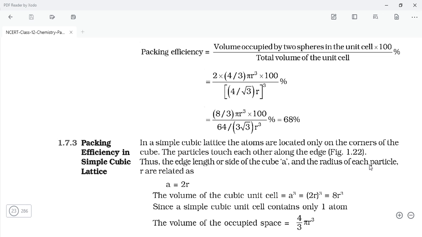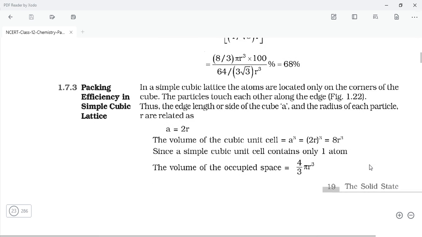Thus, the edge length or side of the cube a and the radius of each particle are related as a equals 2r. The volume of the cubic unit cell, a cube, is equal to (2r) whole cube, which is equal to 8r cube. Since a simple cubic unit cell contains only one atom, you remember the first thing that we learned is simple cubic unit cell contains only one atom. The volume occupied in the space is equal to 4 by 3 pi r cube.